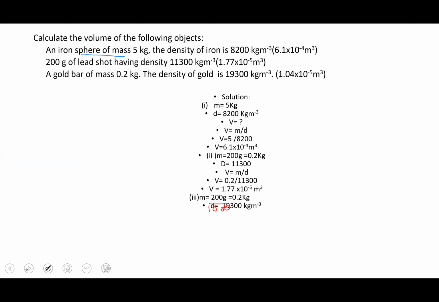So we now have the new density, of gold, which is 19,300. Again, the volume formula will remain the same. To find the volume, it will be equal to mass per unit density. So it is 0.2 divided by 19,300. So our answer is 1.042 into 10 to the power minus 5 meter cube. That is the required answer as well.